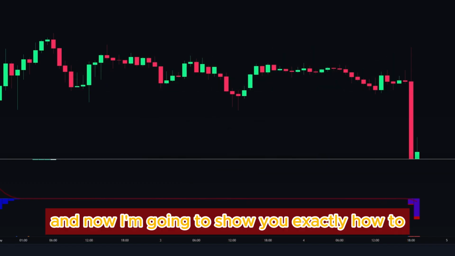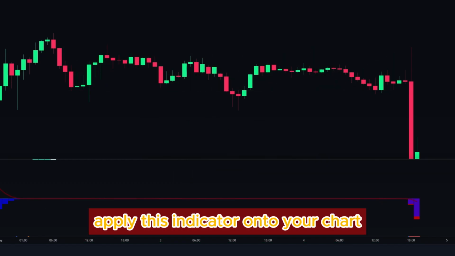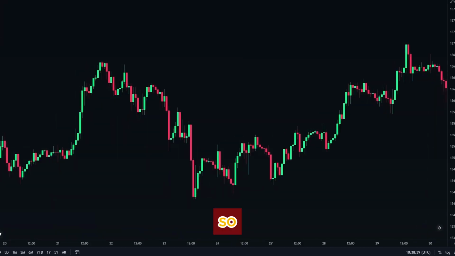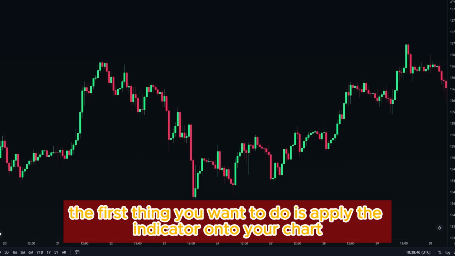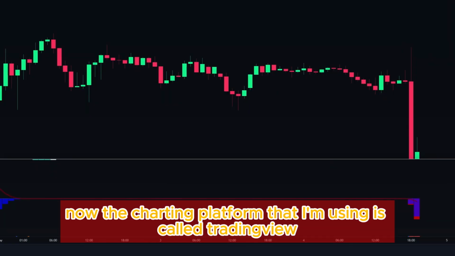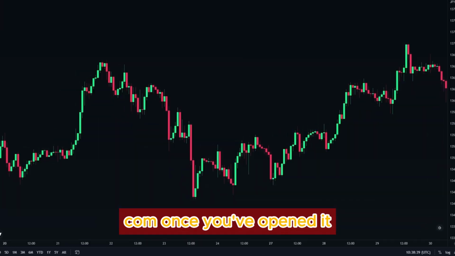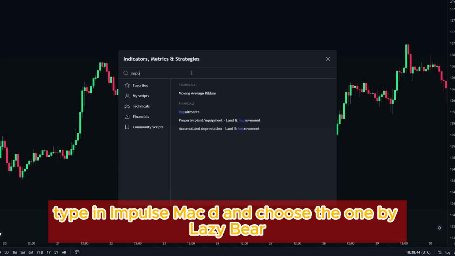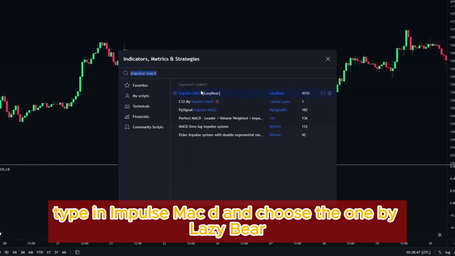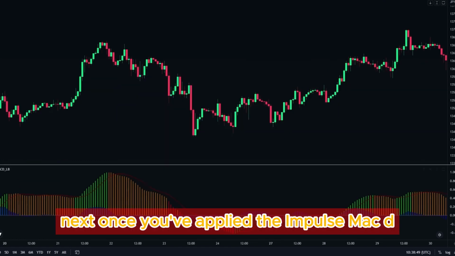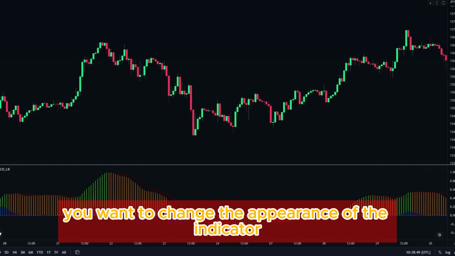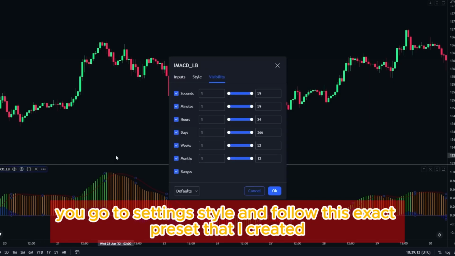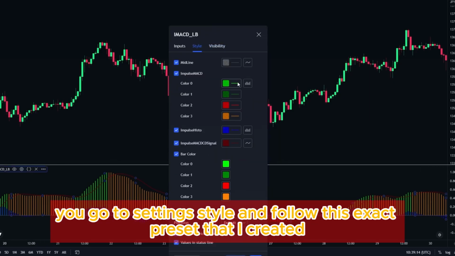And now, I'm going to show you exactly how to apply this indicator onto your chart, how it works, and the different strategies that you can use. So, the first thing you want to do is apply the indicator onto your chart. Now, the charting platform that I'm using is called TradingView.com. Once you've opened it, you want to go to the indicator section, type in Impulse MACD, and choose the one by Lazy Bear. Next, once you've applied the Impulse MACD, you want to change the appearance of the indicator so that it's simpler to look at. And to do that, you go to Settings, Style, and follow this exact preset that I created.